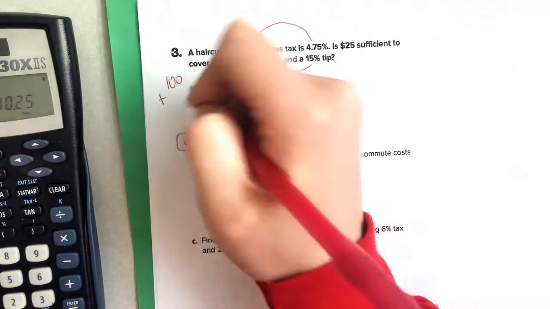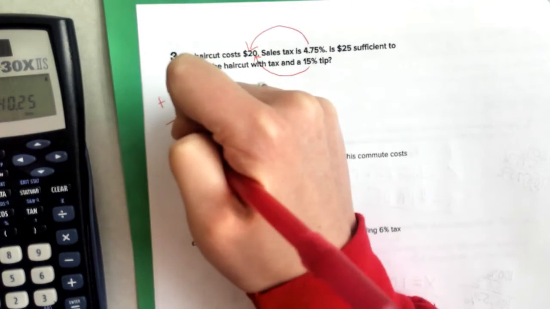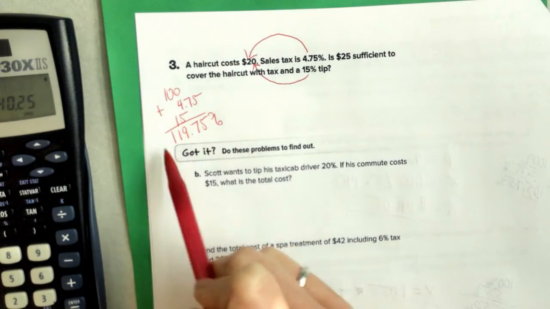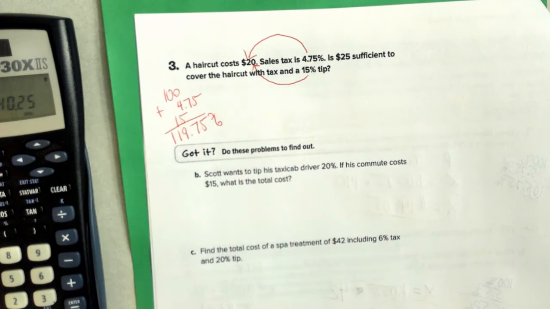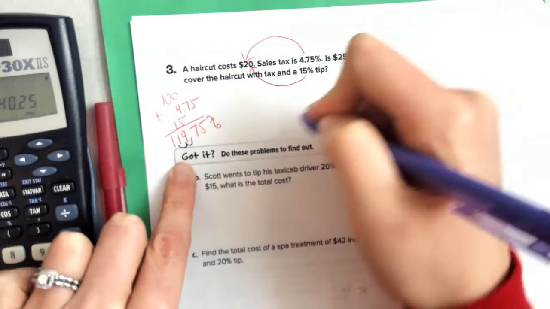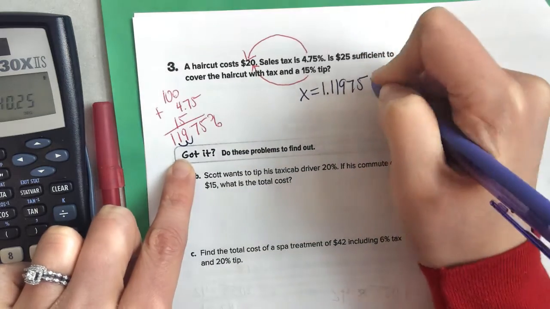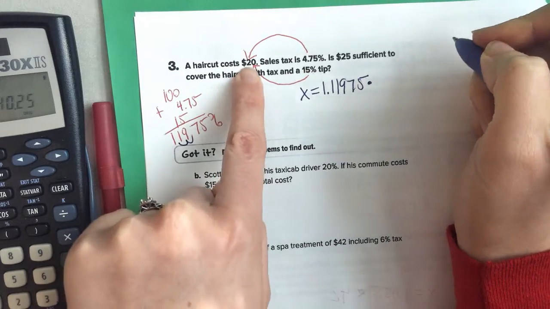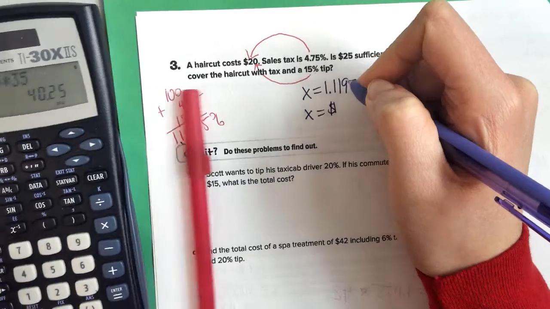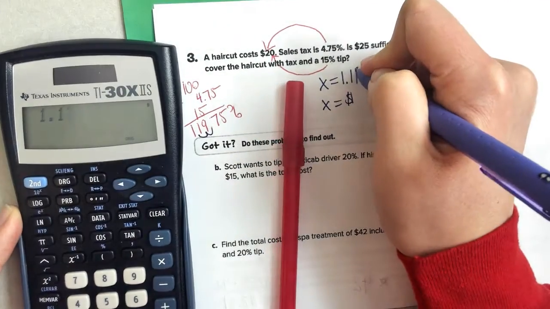Okay, so since we're taking those percents of the original amount, we can add all the percents together: 100% plus my 4.75% plus my 15% and get 119.75%, because we're taking that percent of all that $20. So what we would do is move our decimal over 2 times and do x is equal to, write out our percent times, and again, we're finding it of $20. And when I do that, oh, I had an extra 1 in there.